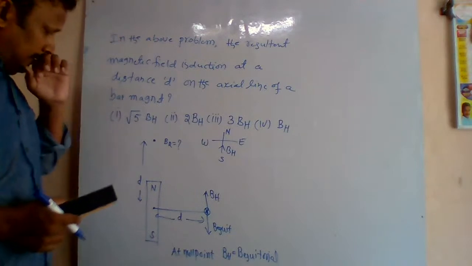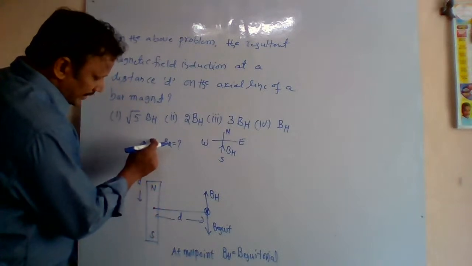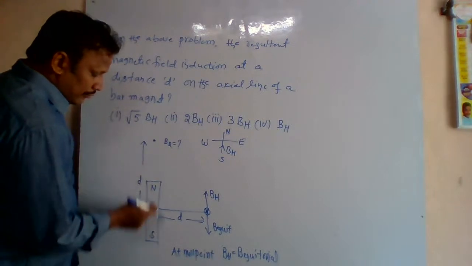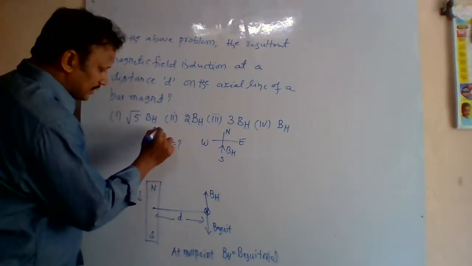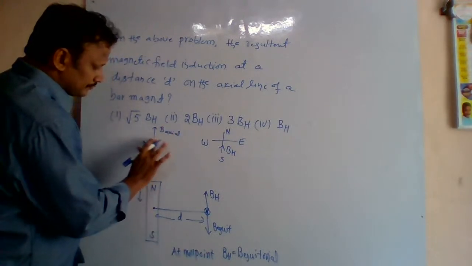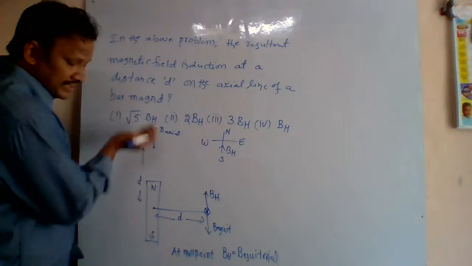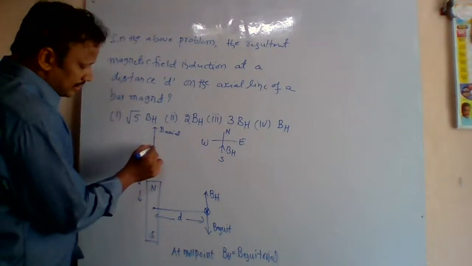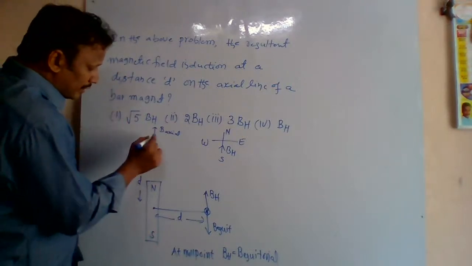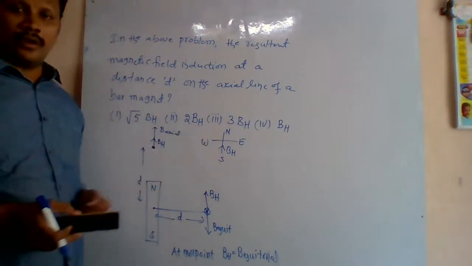Right? So, in this situation, what happened? Due to this bar magnet, this point is on axial. What is the direction of B axial? South to north. This is B axial. Right? With respect to this bar magnet, that point is on axial line. What is the direction of B axial? South to north. At the same time, at that point, what is the direction of BH? Geographically, south to north.